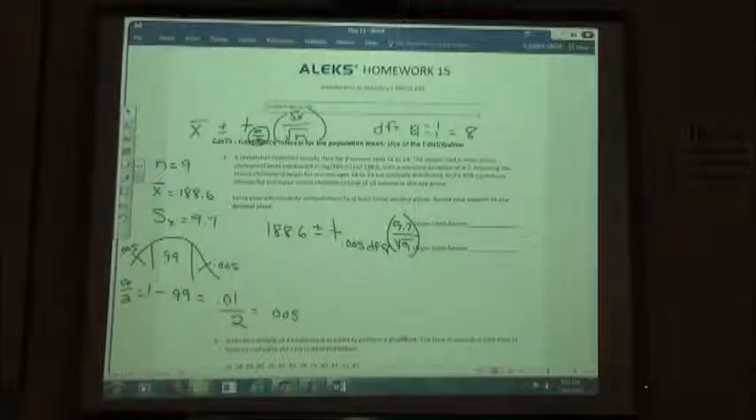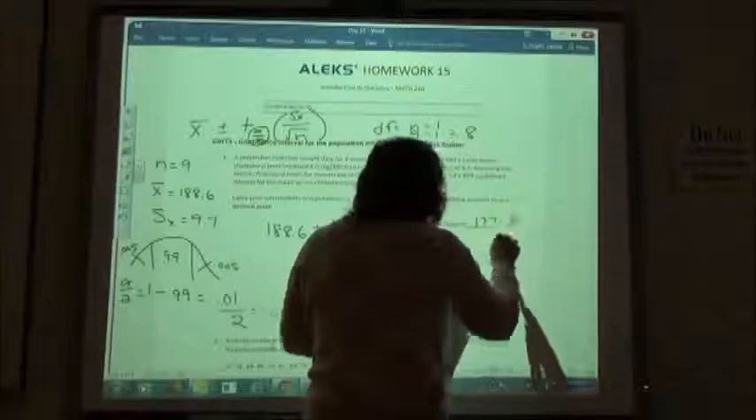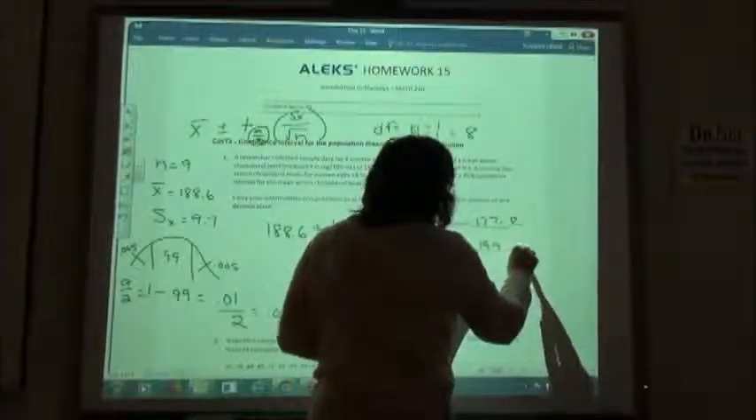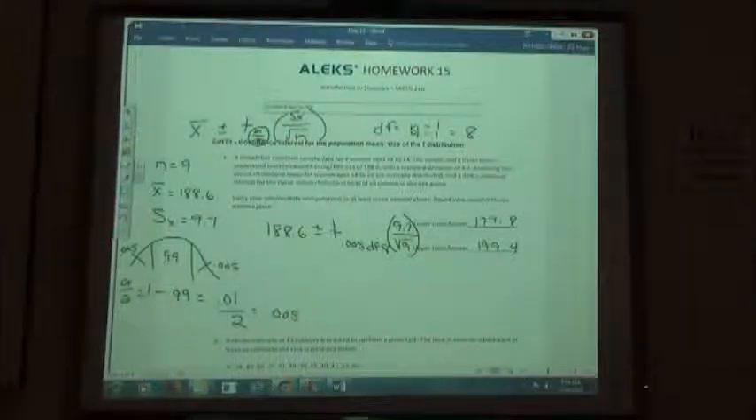Behind there, close your parentheses. Now we can hit equals or enter. All right, and slide to the beginning. Oops. All right, 177.8. It looks like we should round that off too, right? So we got 177.8 to 199.4. That looks great. All right.